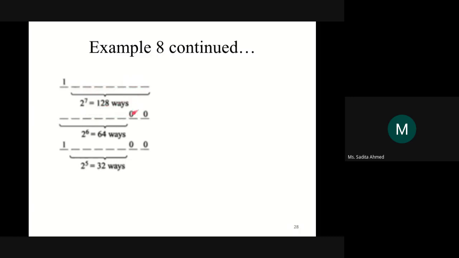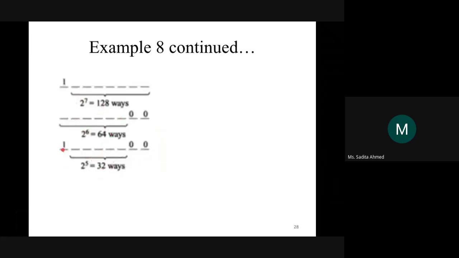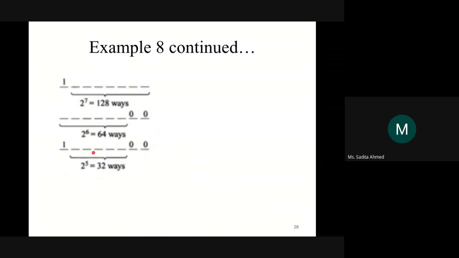For the second case, where the last 2 bits are 0, 0, these 2 are fixed, all right? So just one choice here, one choice here. And for each of the preceding 6 positions, we have 2 choices. For each of them, we can pick any one of 2 choices. So 2 to the power of 6. Finally, here, the bit strings which have both 1 at the start and 0, 0 at the end. For those, these 3 positions are fixed. And in the middle, the 5 bits can each be any one of 2 bits. So 2 to the power of 5.